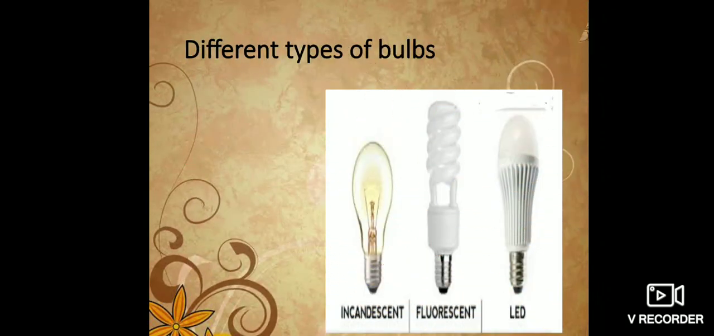Different types of bulbs we use at our homes. We can just identify the names of the bulbs. As shown in the figure, the first one is the incandescent one. We will call it an incandescent bulb. The second one is the CFL or fluorescent bulb, and the third one is the LED bulb. All may be familiar to you.